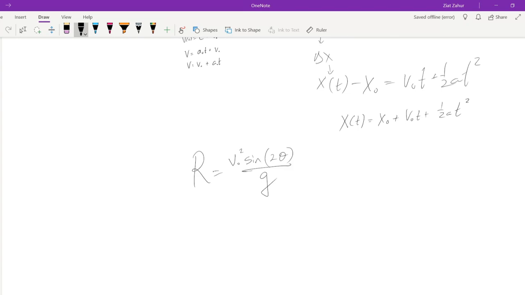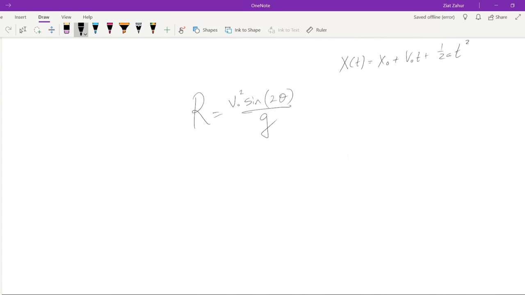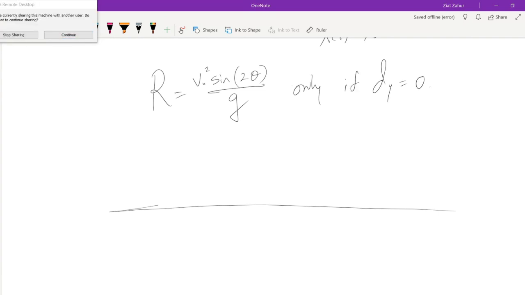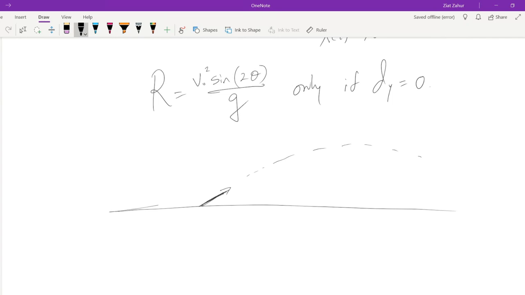Well, R is a distance, so you can't be dividing by distance. And it's only good if your dy is 0. So you launch something from the field, like kicking or punting a football, at some angle, it hits a nice parabola and comes back to the ground. That's when you use the range formula.